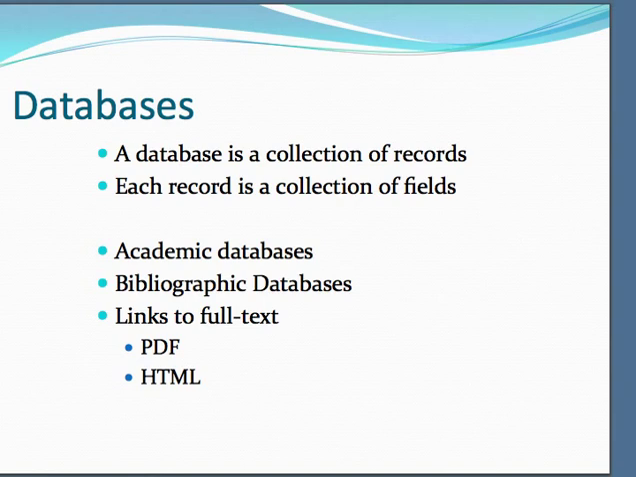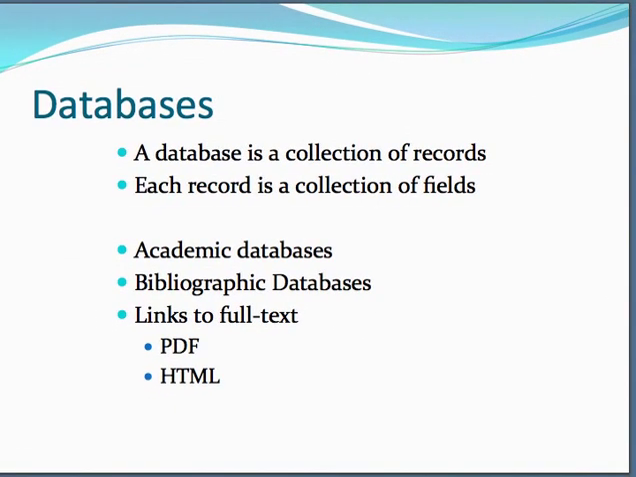Databases. Let's see what a database is. A database is a collection of records. Okay, in general, that's a definition of a database. It doesn't have to be a database of information or of journals. No, a database is a collection of records, and each record is a collection of fields. For example, we have the bibliographic record. And in the bibliographic record, we have author, title, name of the source, year of publication, etc. We may have many fields. So those fields together make up a record.